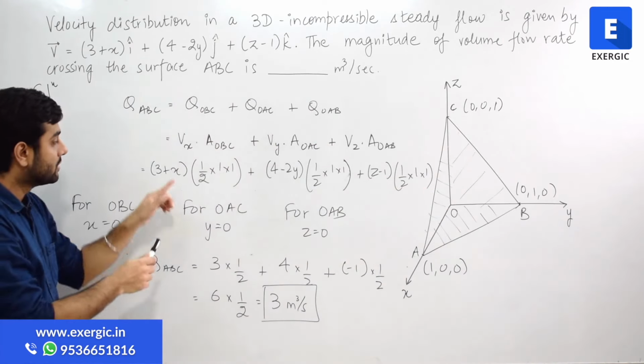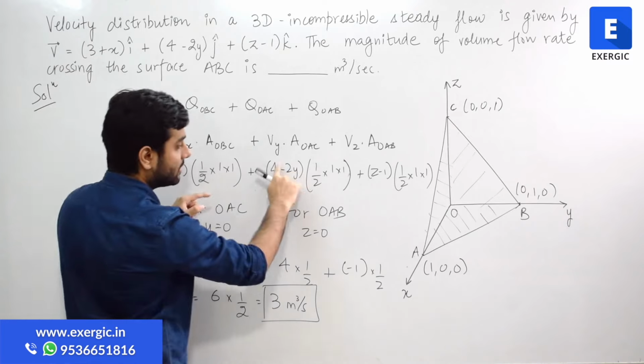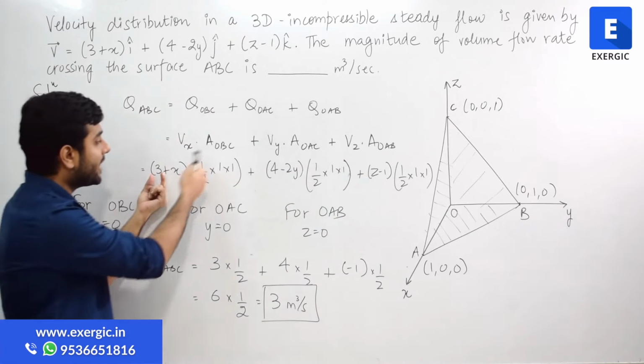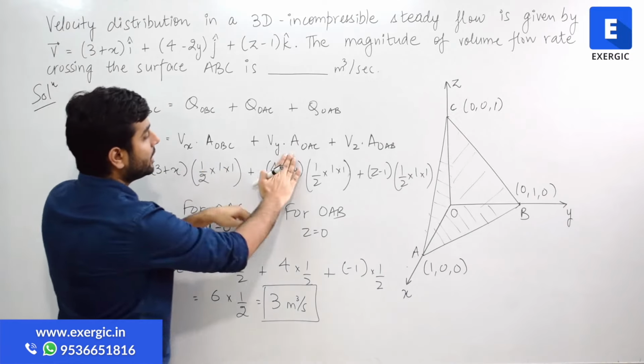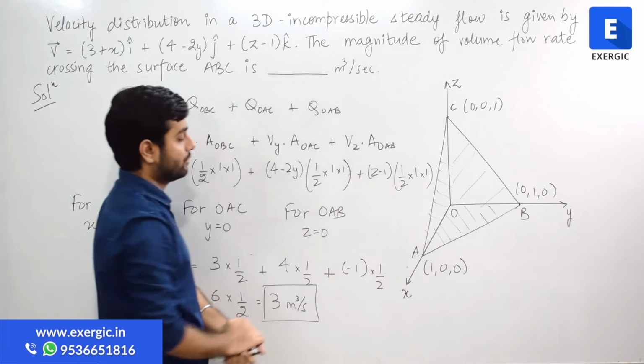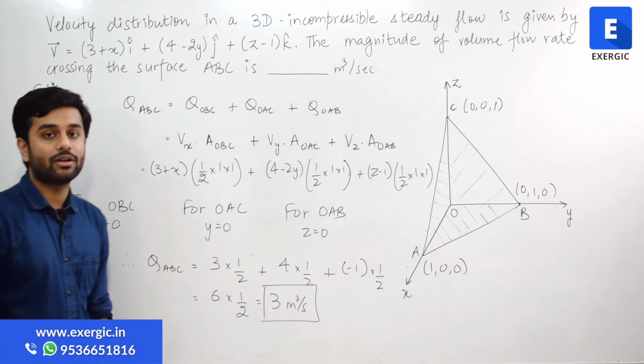Put these values. This is 0, this is 0, means y is 0, z is 0. You put it, you will get 3 here. 3 multiplied by 1 by 2. Here you put y, you will get 4 by 2, which is 2. Here you put z 0, you will get minus 1 by 2. And you solve them, you will get 3 meter cube per second.